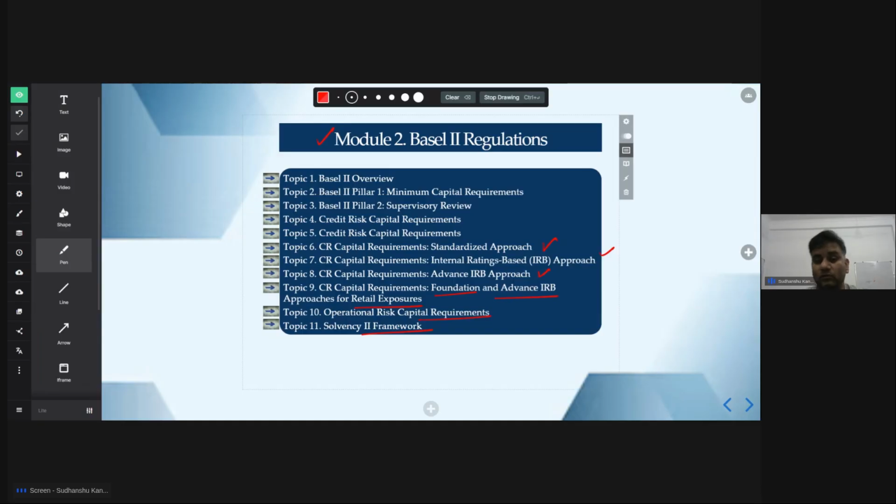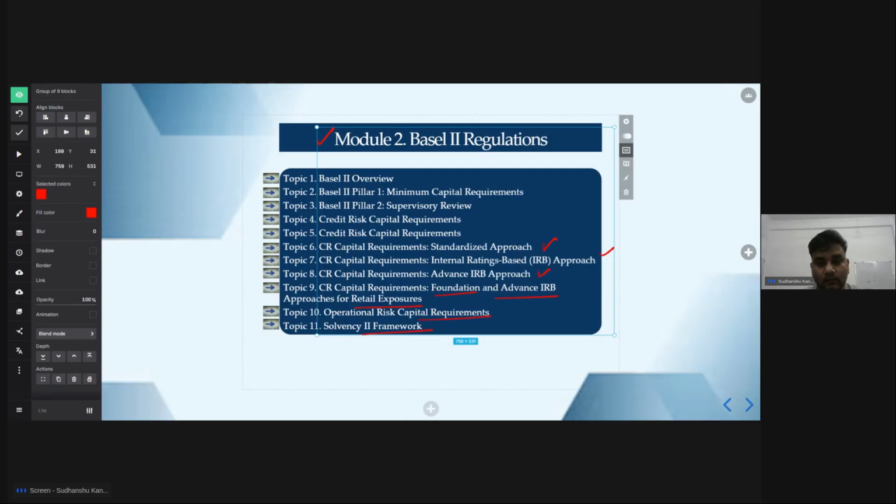Standardized approach, internal rating based approach, advanced internal rating based approach, foundation IRB, advanced IRB, retail exposures, supervisory review, minimum capital requirement, everything in detail, right? So let's go and dig deeper and understand these.